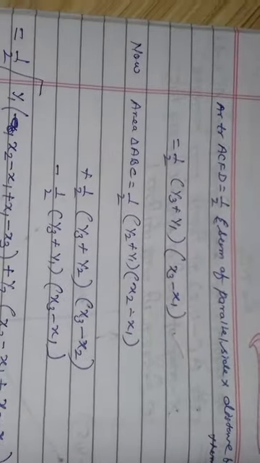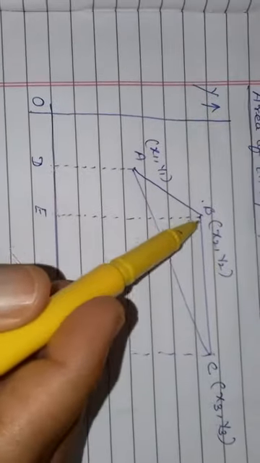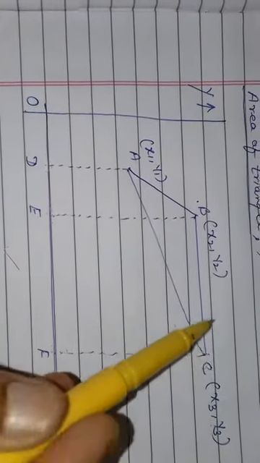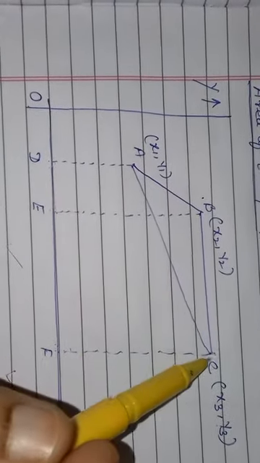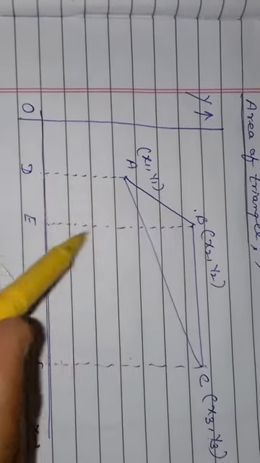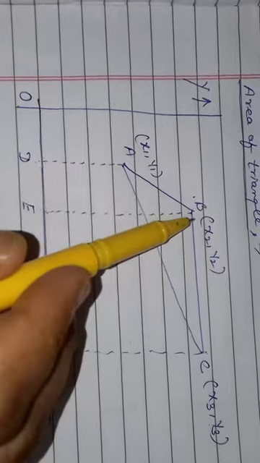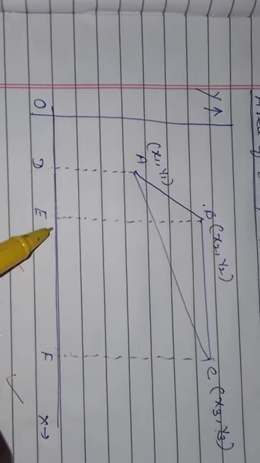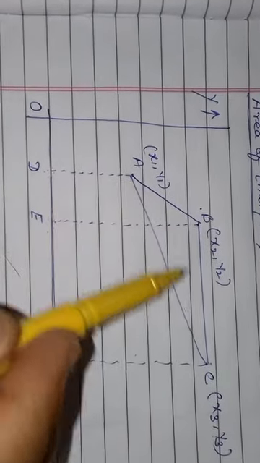Now the area of the triangle. The area of the triangle is this whole area minus the area of this trapezium. This whole area contains two trapeziums, one is ABED and the other is BCFE, so the area of trapezium ABED plus the area of trapezium BCFE, and from this the area of trapezium ACFD will be subtracted.